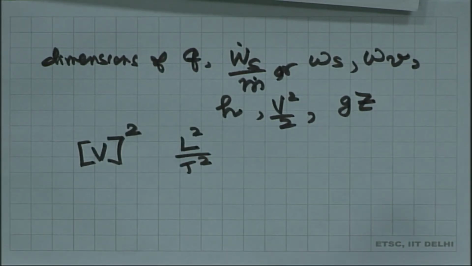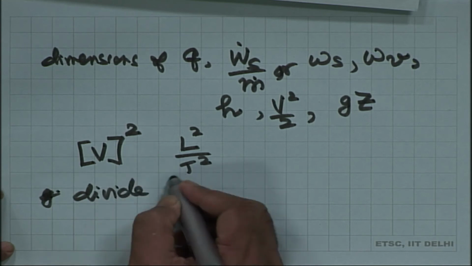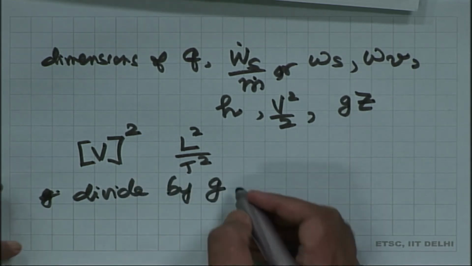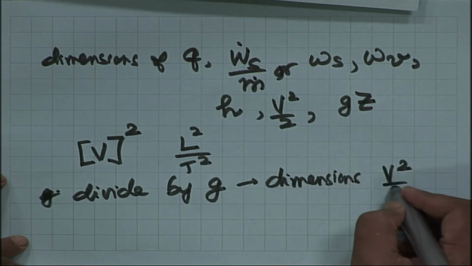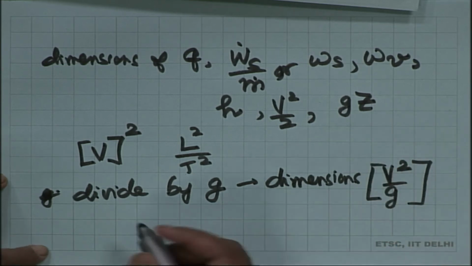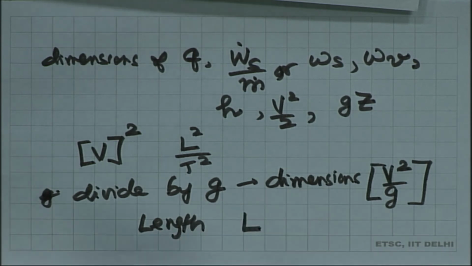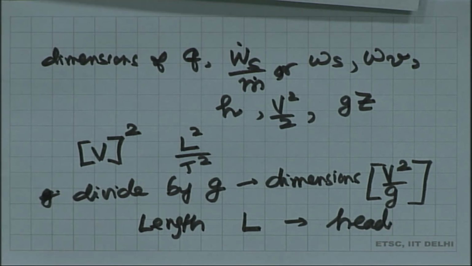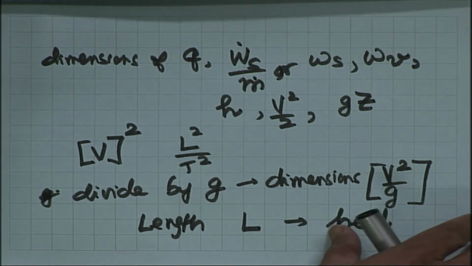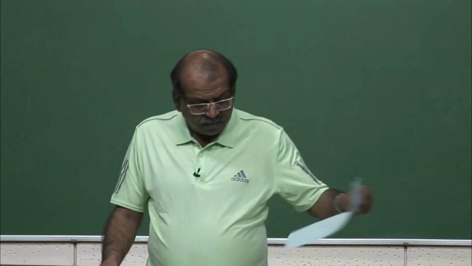So, in this form, this is how it is, and if we further divide each term by g, then the dimensions will be the dimensions of V square by g, which is nothing but the dimensions of length, and this is what we call in our terminology of fluid mechanics as head. You must have seen when you talk of pumps, the pump has so much head of water. So, that head comes from here.